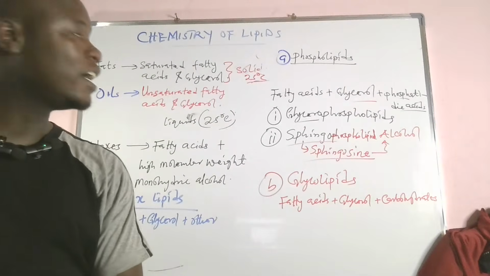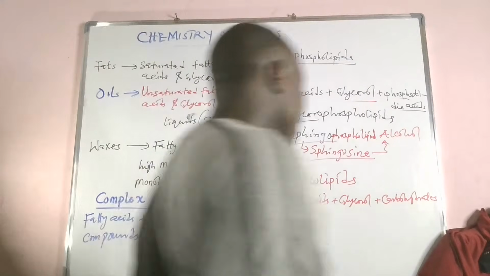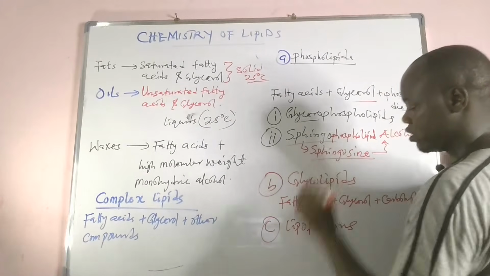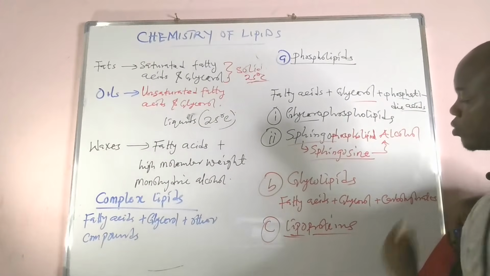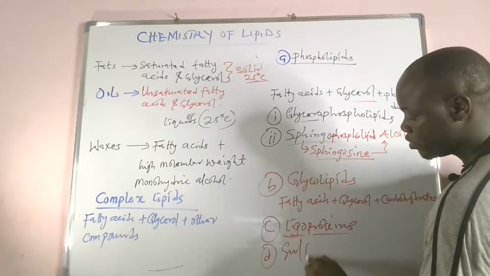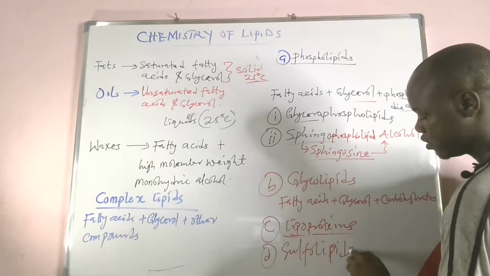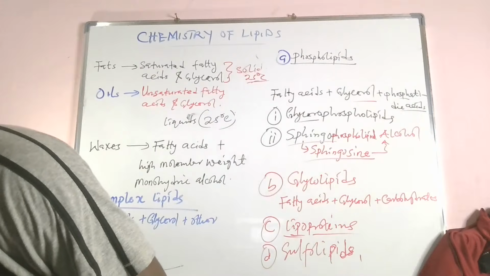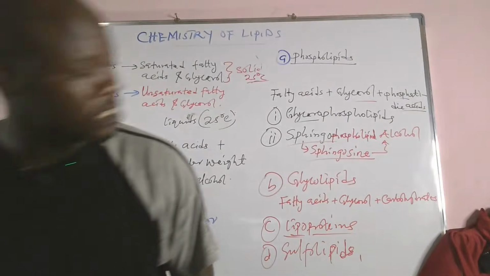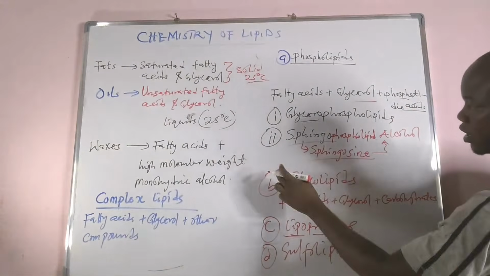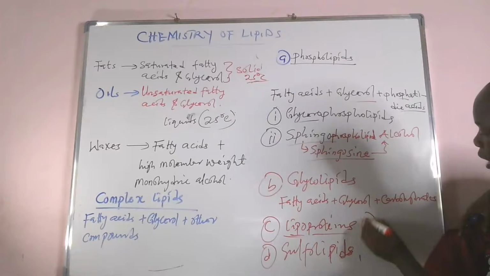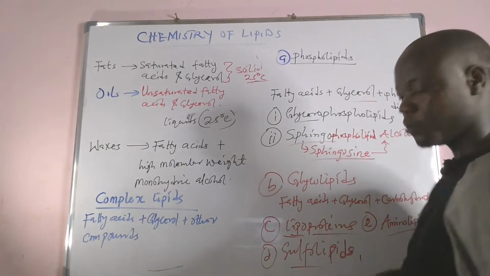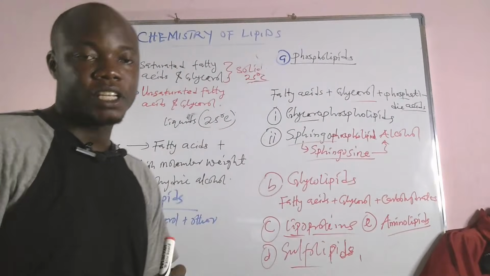So we have so many other examples of complex lipids. We have even lipoproteins, which means lipid and proteins. We also have sulfolipids. All these are examples of complex lipid. We also have amino lipids. Amino lipids, that is amino acid plus lipids. So all these are examples of the complex lipid.